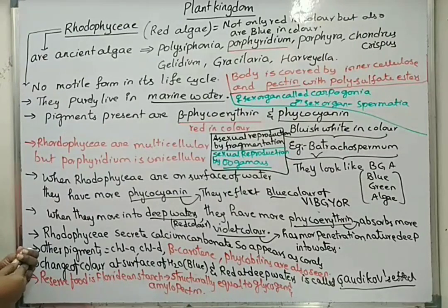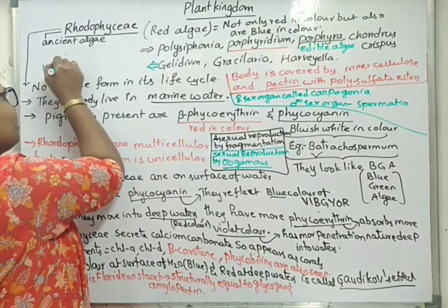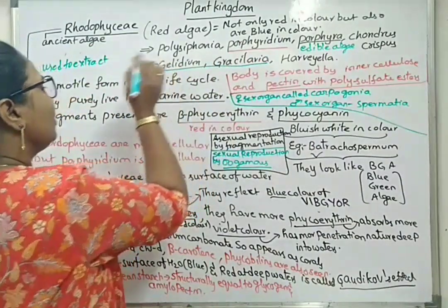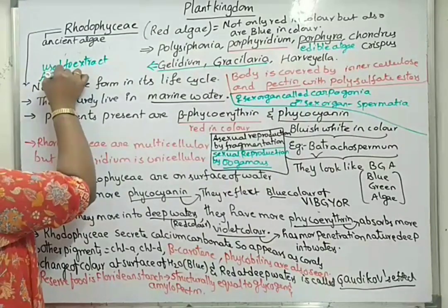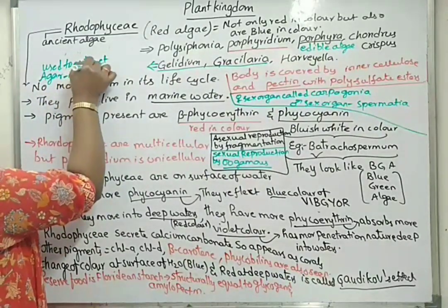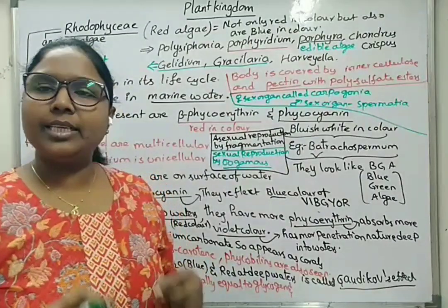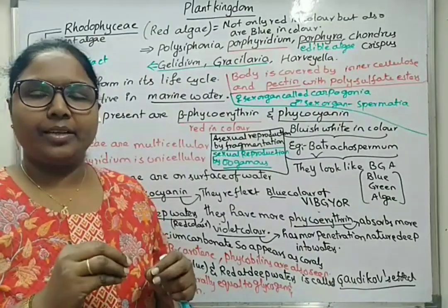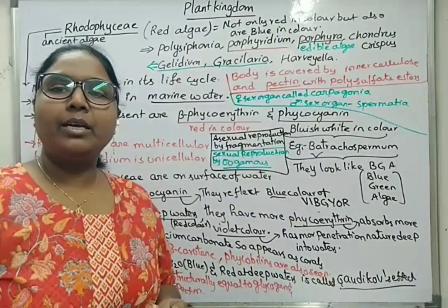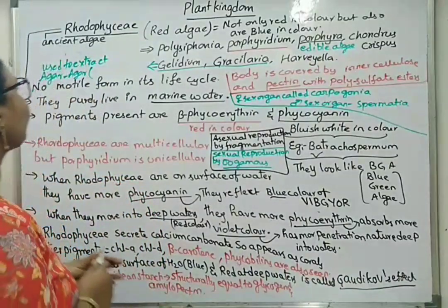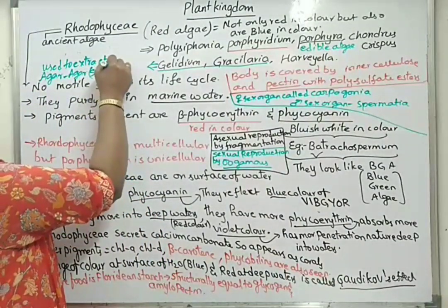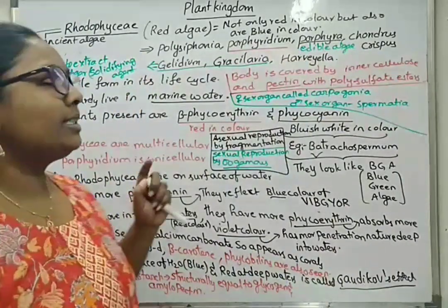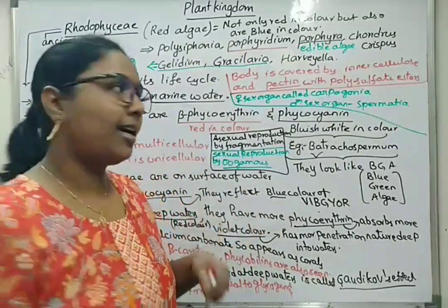Next, coming to economic importance, Gelidium and Gracilaria are used to extract agar-agar. Agar-agar is a solidifying agent. When we add agar-agar to warm or hot water, it will solidify, converting from liquid to semi-solid or solid. Harveyella is a parasitic alga, meaning it is a parasite on other algae.